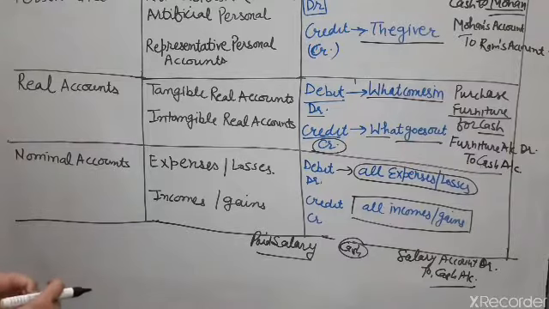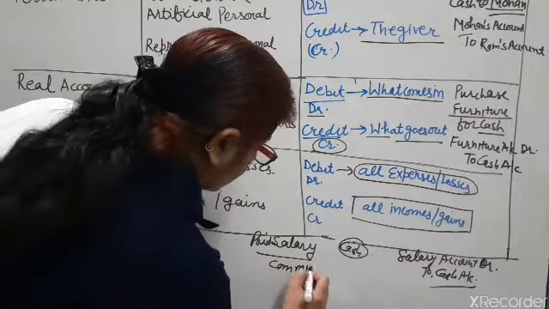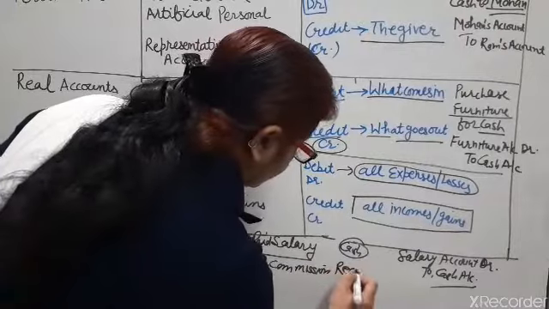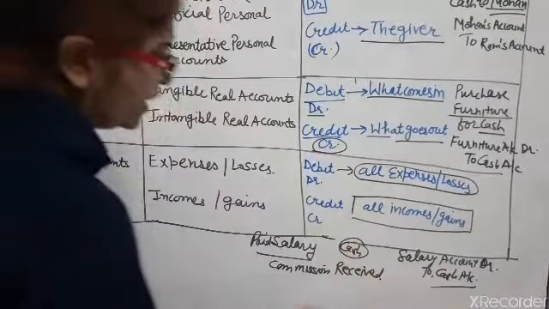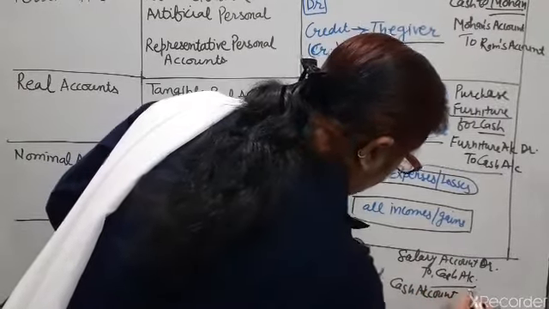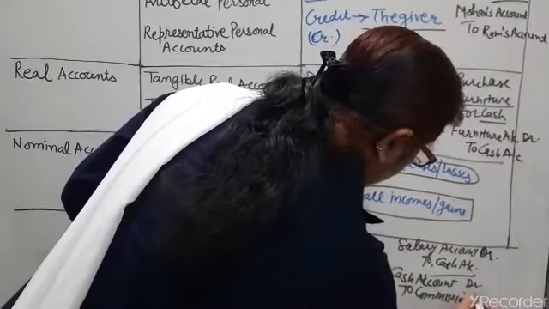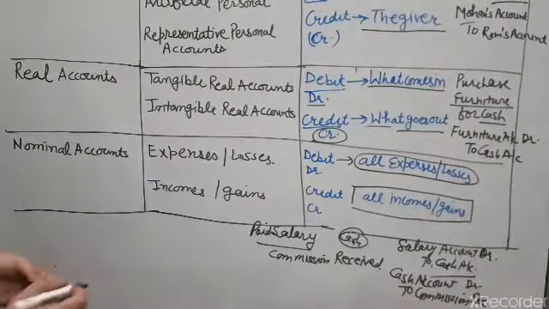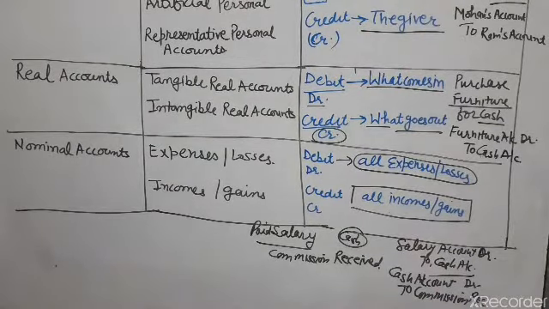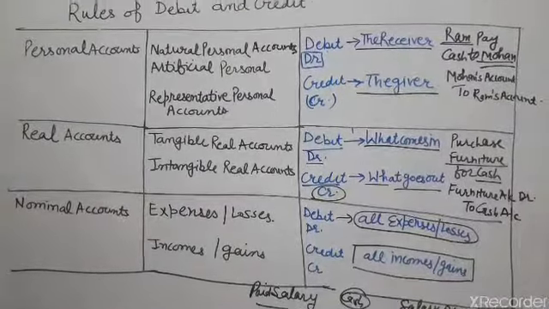Second example, commission received, and we receive the commission in the form of cash. Commission received is income, and income is credited. That means cash comes into our account, so cash account is debited to commission received. The rule is debit all the expenses and losses and credit all the incomes and gains. So these are the rules of debit and credit according to the double entry system.